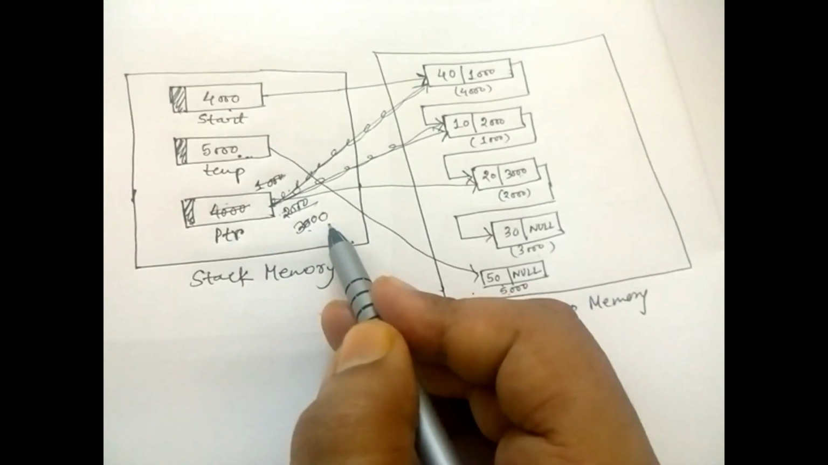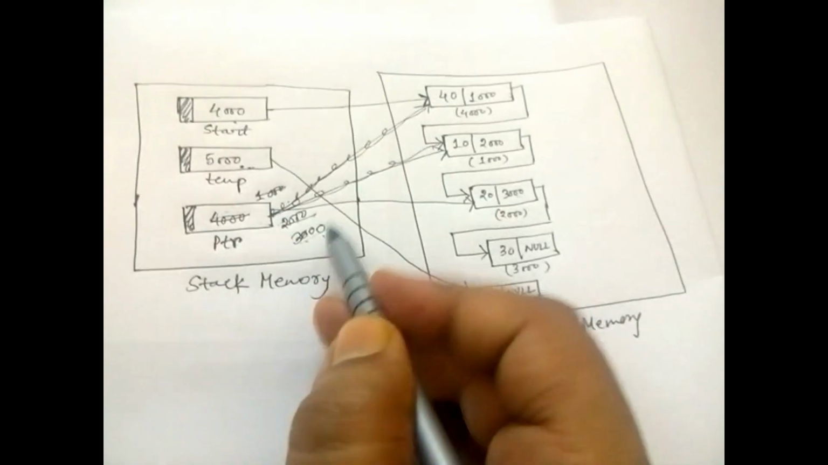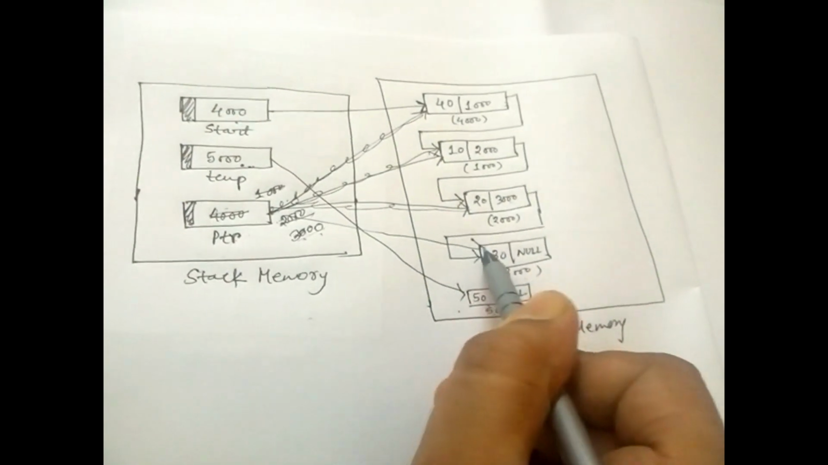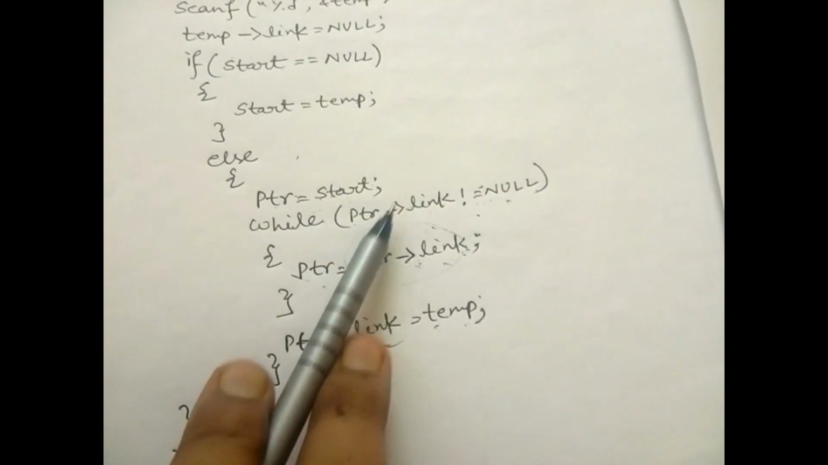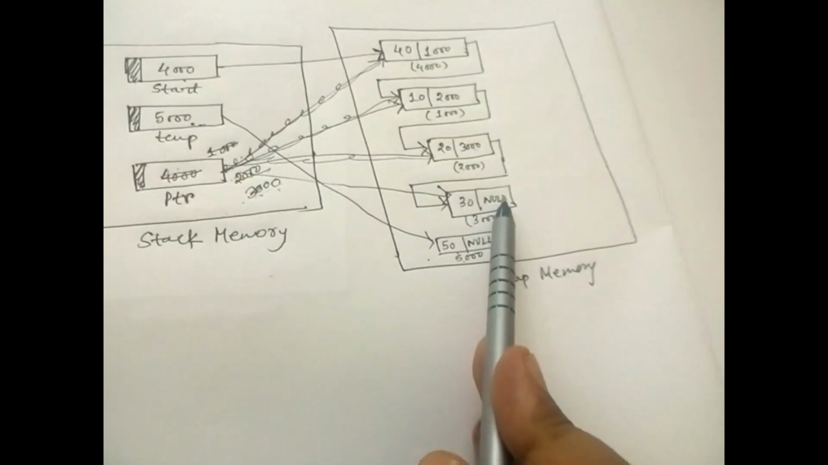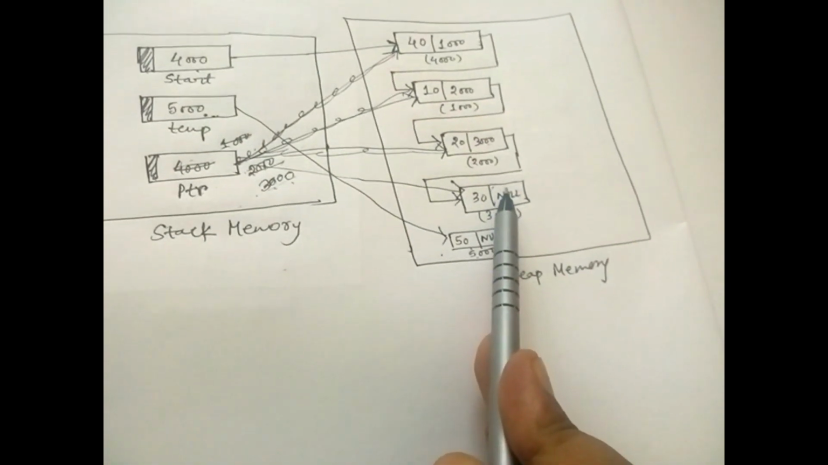Now update the value of ptr. Now ptr equal to 3000 and ptr points here. Clear? Now again go to while and check ptr arrow link not equal to null. Now the value of ptr equal to 3000 and ptr arrow link is null. Okay, so the condition is not satisfied.